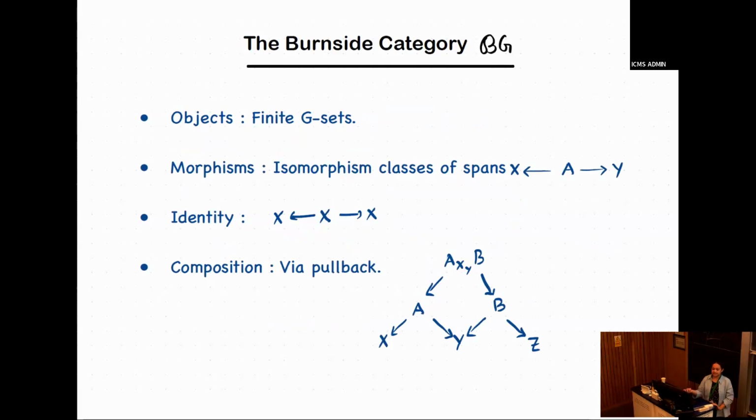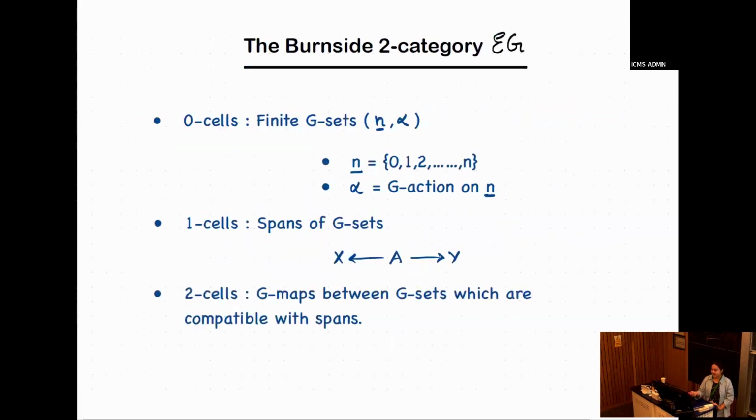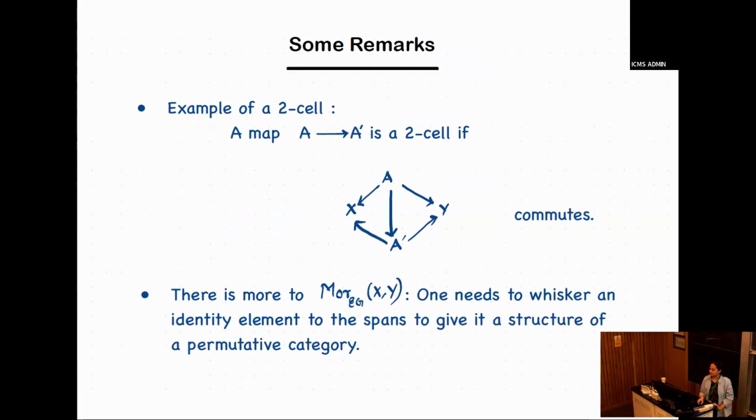Here in the Burnside category, we are taking isomorphism classes of spans, while in the 2 category, we are taking spans as they are. And the 2 cells are G-maps between G-sets compatible with the spans. So a map between A and A dashed, two G-sets, will be a 2-cell if a diagram like this commutes.